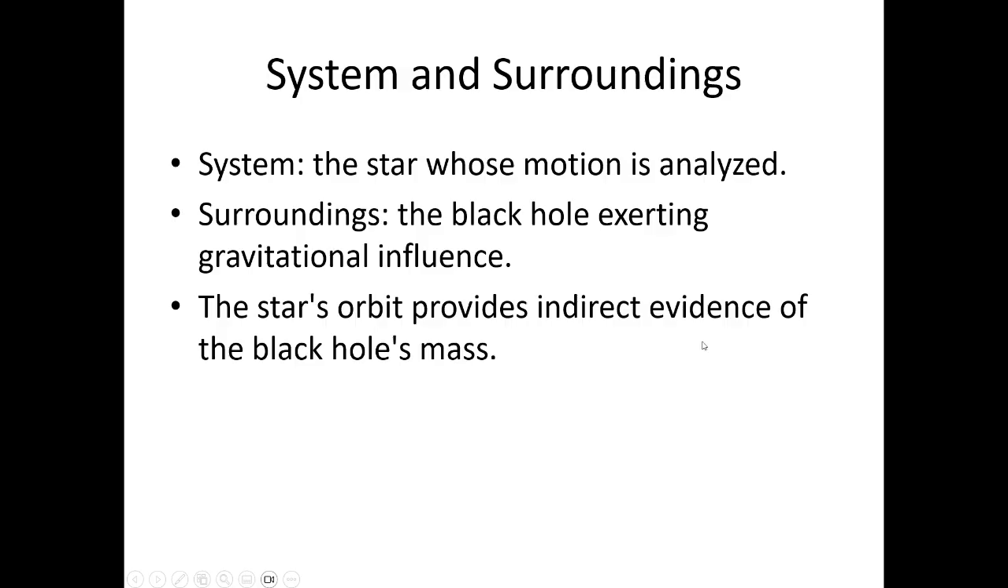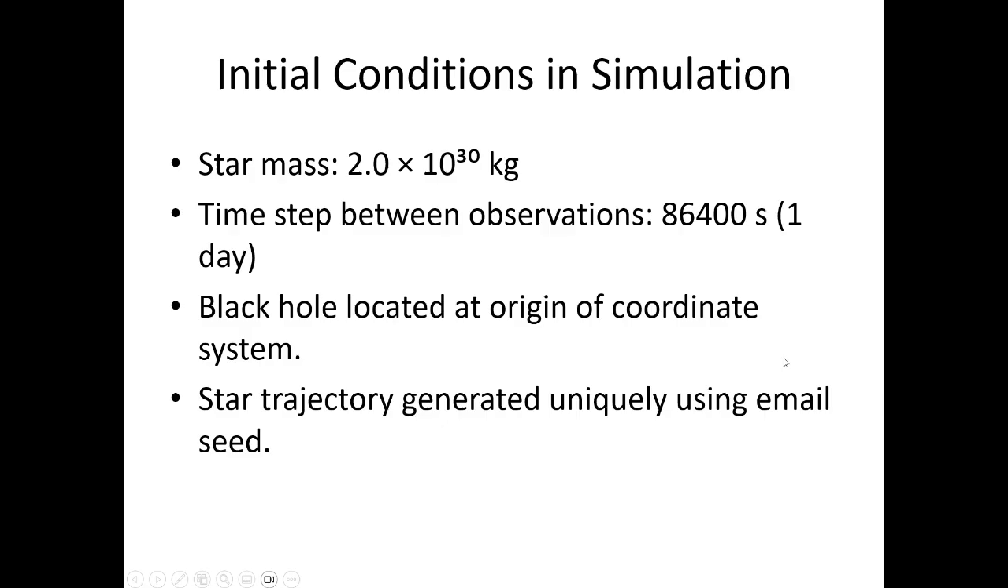In this analysis, the system is the star whose motion we are studying. The surroundings are the black hole that exerts the gravitational force on the star, and we assume that the black hole is the dominant source of gravity affecting the star's motion. The simulation uses several initial conditions. The star has a mass of 2 times 10 to the 30th kilograms. The time between observations is 1 Earth day, or 86,400 seconds, and the black hole is located at the origin of the coordinate system. The star's trajectory is generated uniquely using a seed based on my email.